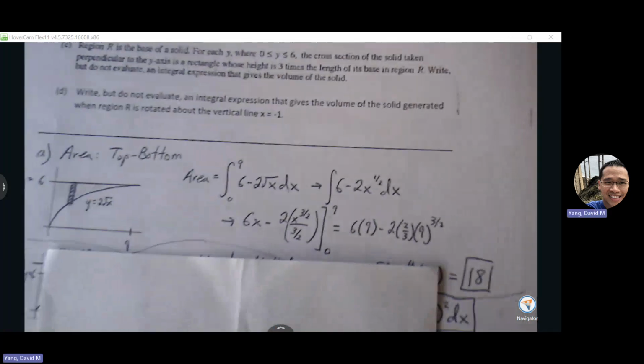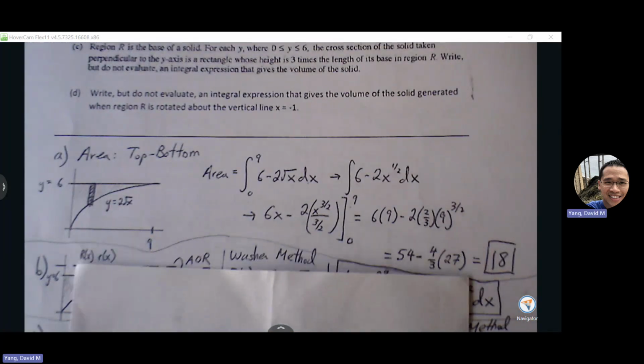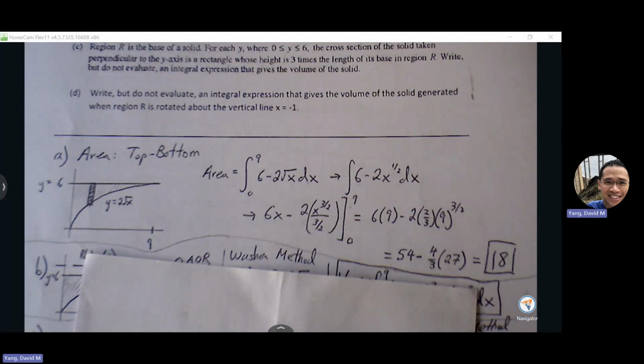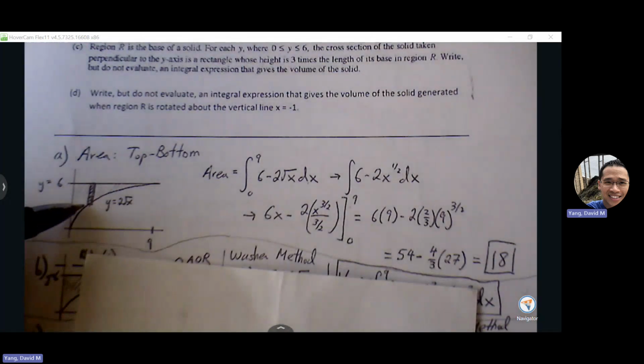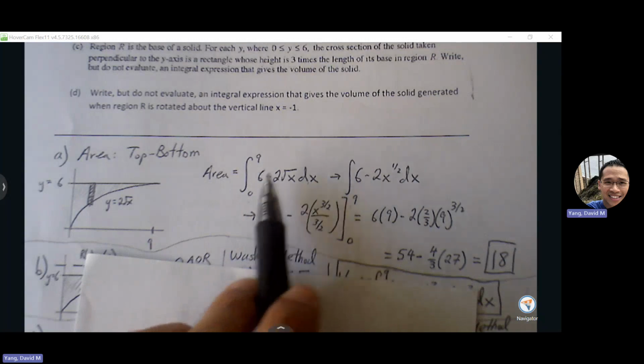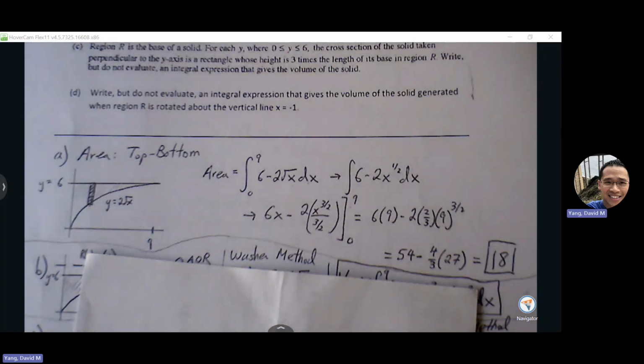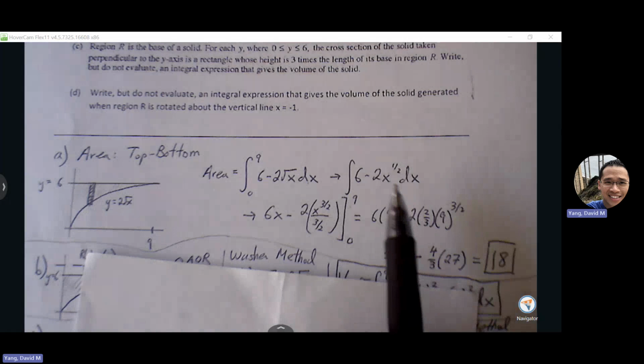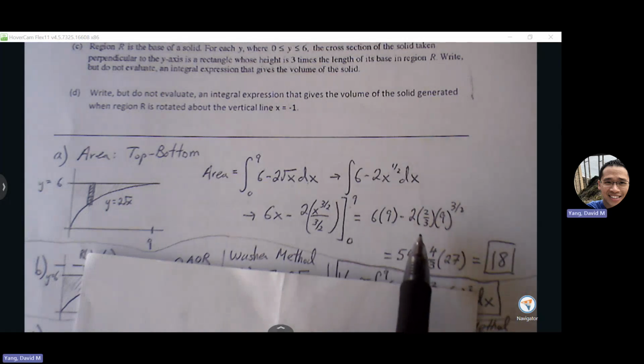Okay, so top minus bottom. This is meant to be a non-calculator question. So top is the 6. The bottom of my rectangle is sitting on the 2 root x. So 6 minus 2 root x. This is the height component. That's the width component. We're accumulating the area from the left region to the right. We can go through the power rule for each of these terms, plugging in our upper and lower bounds, and clean up all the way to 18.